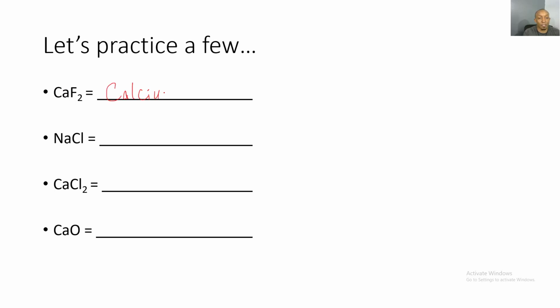So we write calcium all the way out. And then the second element is fluorine, but instead of putting the INE, we put IDE at the end of it. So it ends up being calcium fluoride. Let's look at our next one.